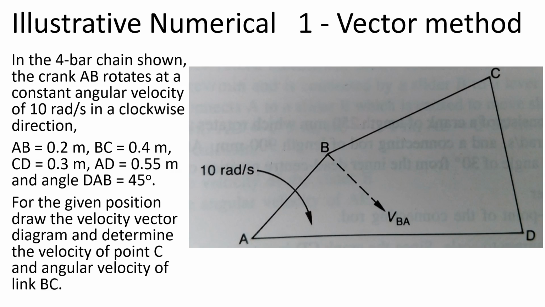In a 4-bar chain shown, the crank AB rotates at a constant angular velocity of 10 radians per second in a clockwise direction. AB is equal to 0.2 meters, BC is equal to 0.4 meters, CD is equal to 0.3 meters, AD is equal to 0.55 meters, and angle DAB is 45 degree. For the given position, draw the velocity vector diagram and determine the velocity of point C and angular velocity of link BC.